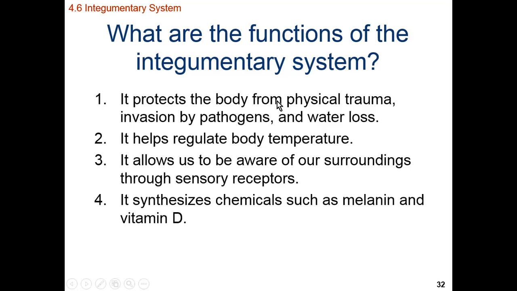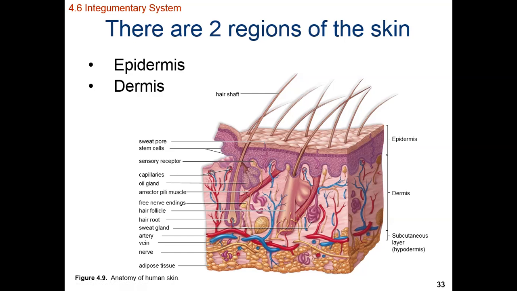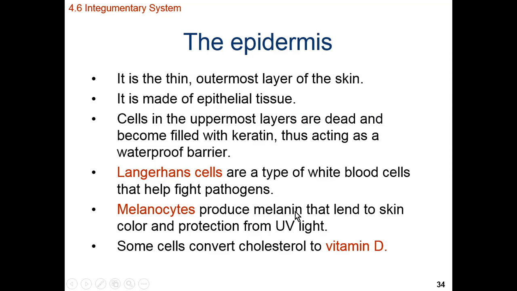We have that tough epidermis that resists abrasion, makes it difficult for bacteria and other microorganisms to get into our body, and helps us retain body fluids. If we look at our skin, the two main regions, as I mentioned before, are the dermis and the epidermis. The epidermis is superficial and the dermis is deeper. The epidermis is the outermost layer and is made of epithelial tissues, whereas the dermis is made of connective tissues.